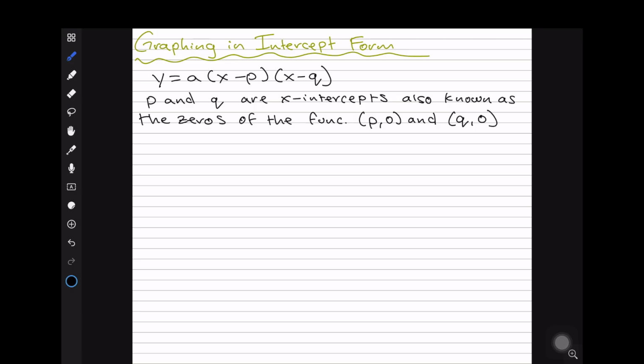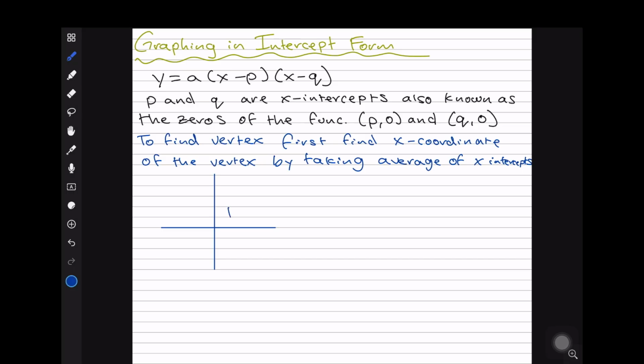So what you're going to do in order to graph these equations is you're going to find the vertex. And in order to find the vertex, you're going to have to add the x-intercepts and divide by 2. So in other words, you're finding the average of the x-intercepts.